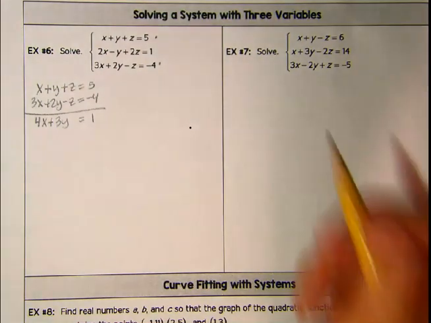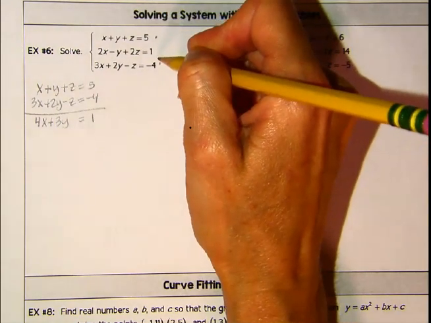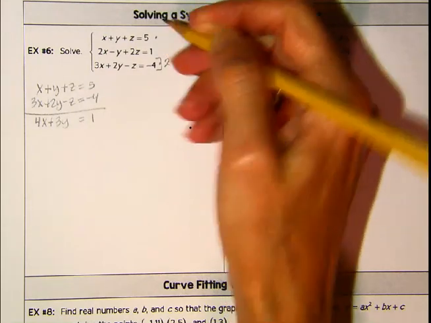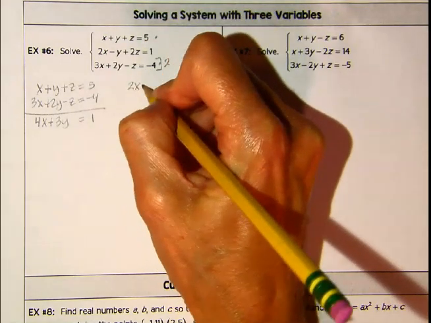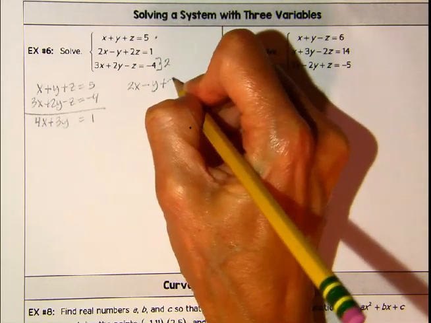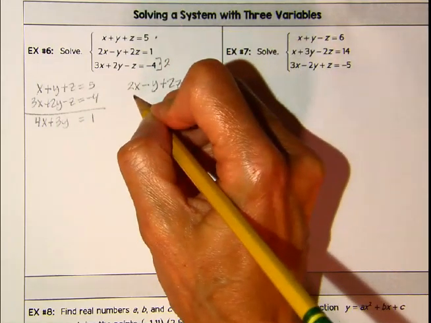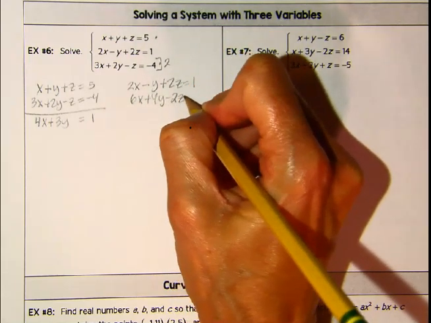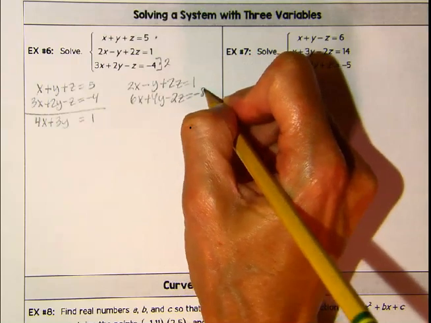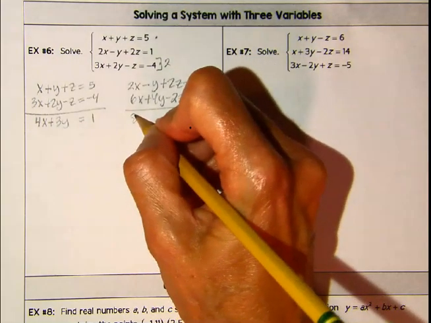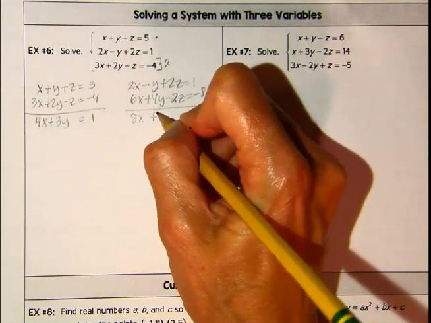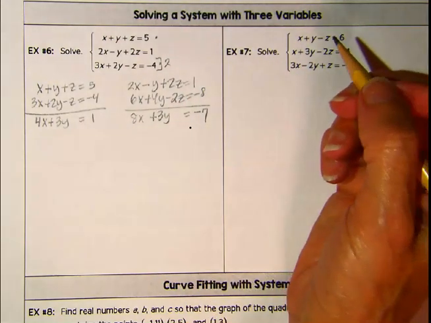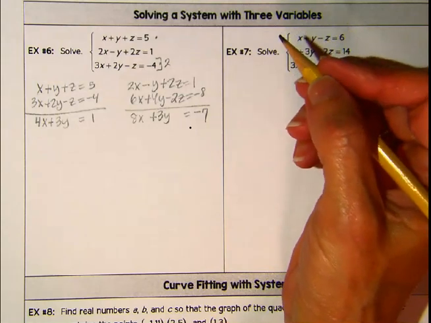Now I'm going to look at these bottom two, and I'm going to multiply this one by 2. So that gives me 2x minus y plus 2z equal to 1. Underneath there, 6x plus 4y minus 2z equal to negative 8. So if I add those together, I get that 8x plus 3y equals negative 7.